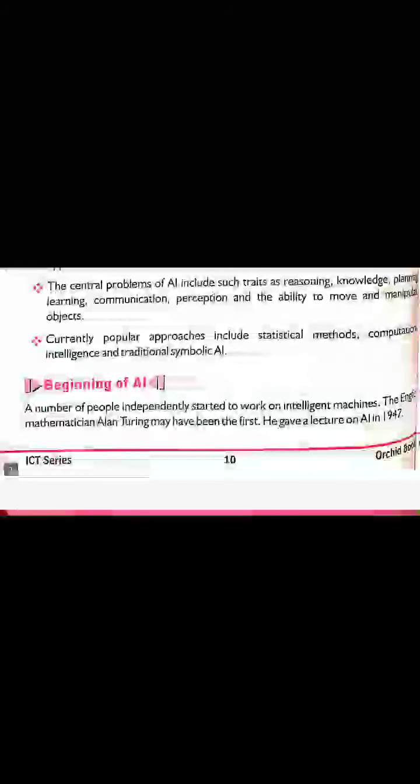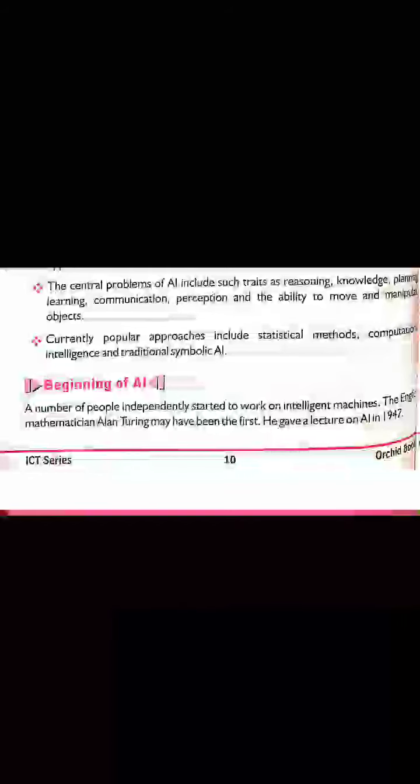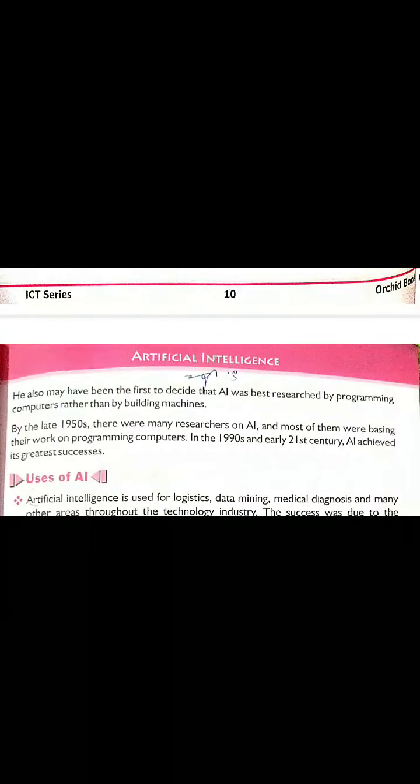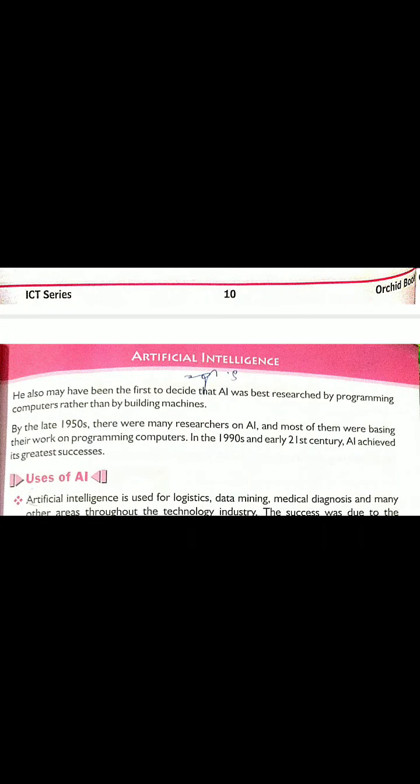At the beginning of AI, a number of people independently started to work on intelligent machines. The English mathematician Alan Turing may have been the first. He gave a lecture on AI in 1947. He also may have been the first to decide that AI was best researched by programming computers rather than by building machines. So Alan Turing is the first person who suggested that artificial intelligence can be made by using a computer, not by creating a new machine. You can train the computer to become an artificial intelligence machine, not by creating an entirely new machine.